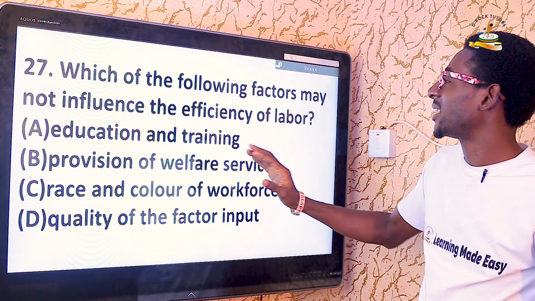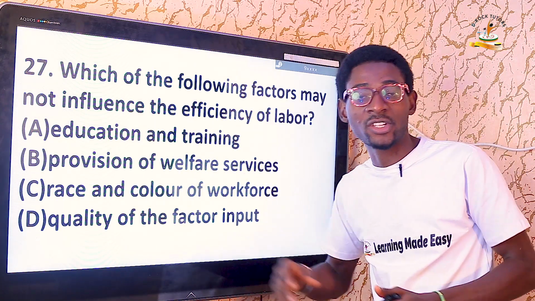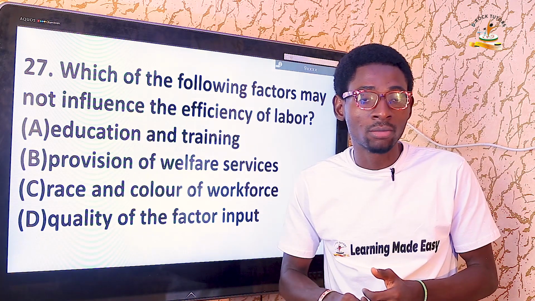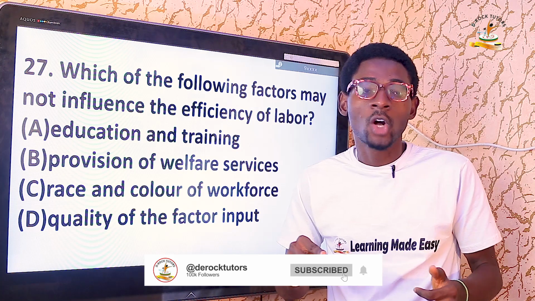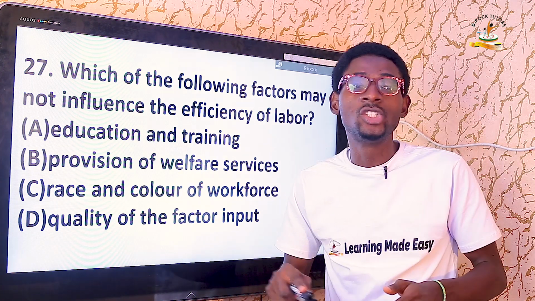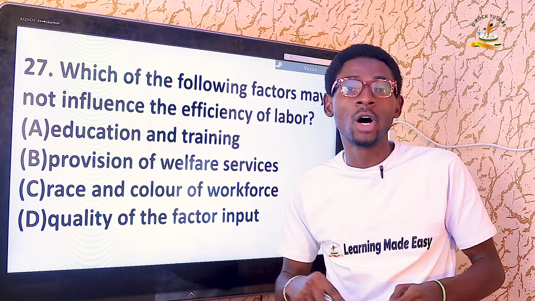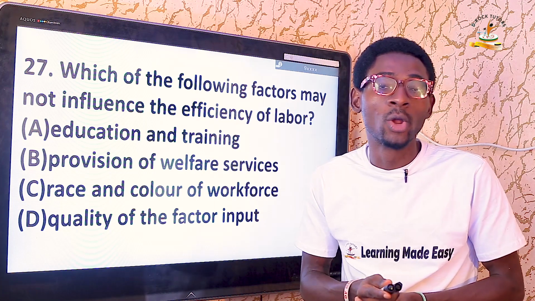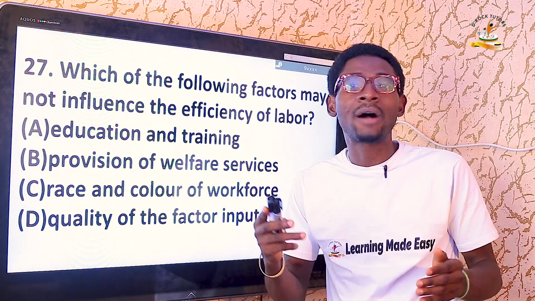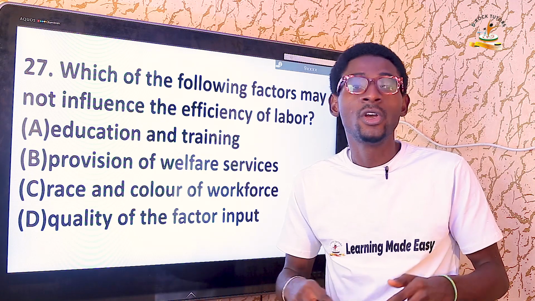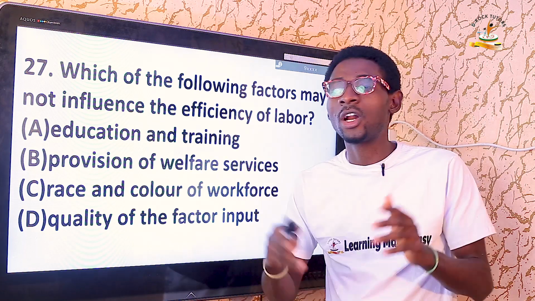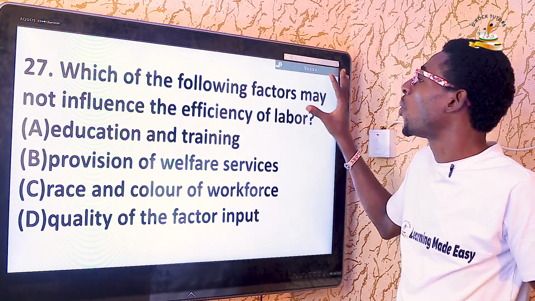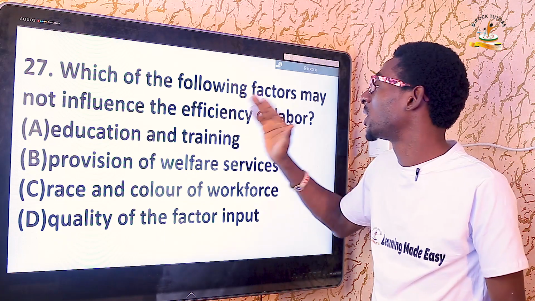So the answer here, which of the following factors, and the very factors that can affect it, we have training, we have increase in supply of labor, we have government policy, we have the school leaving age, we have research and symposium, we have attitude of the employer, we have cordial relationship between the employees, we have good working condition, we have incentive, we have increment in salary. A lot of things can cause labor to increase its efficiency. So the question here is, which of the following factors will not cause labor to increase its efficiency?